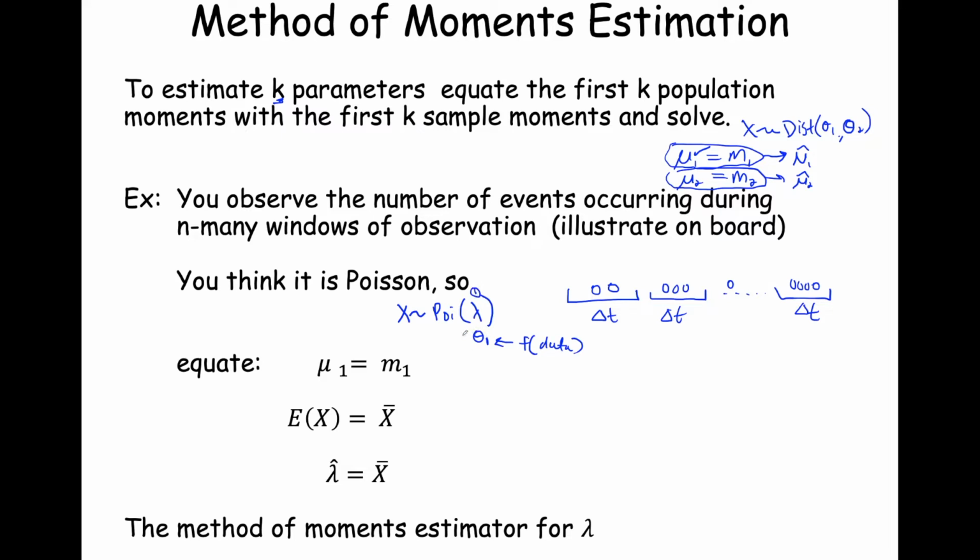So what do you do? You take the first population moment, mu sub 1, as defined from the previous slide, and you equate that with m1, the first sample moment, and then solve for the unknown. So mu1 is just the expectation with respect to x, and you equate that with m1, which is just x bar. So you say E of x is equal to x bar. What is E of x, the expectation of a Poisson random variable? That's just lambda. So this gives us lambda is equal to x bar.